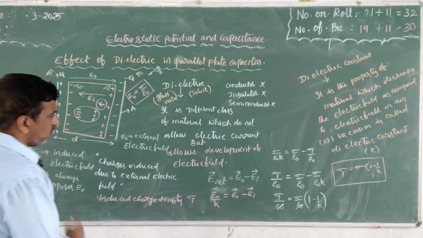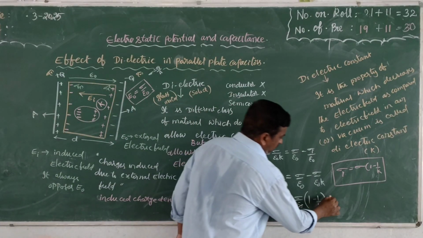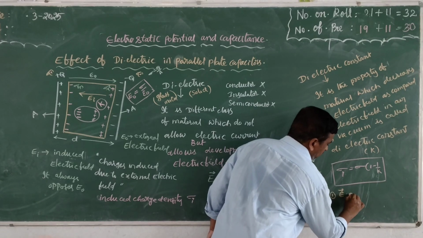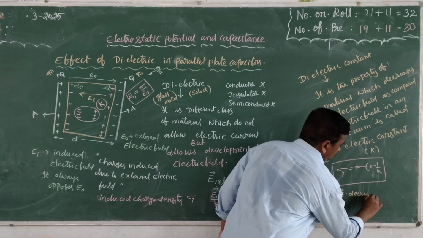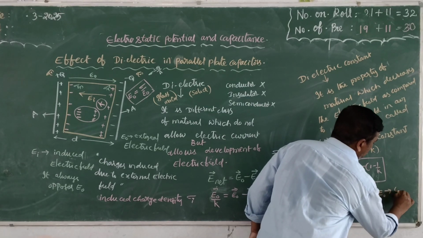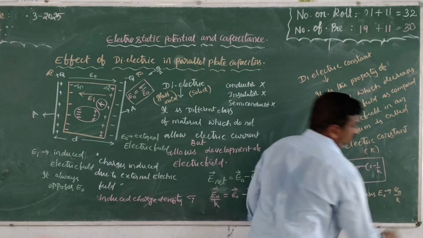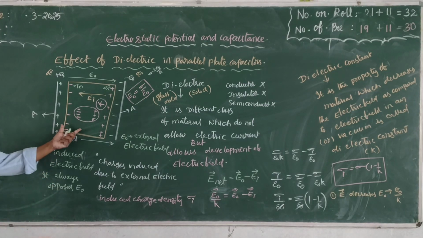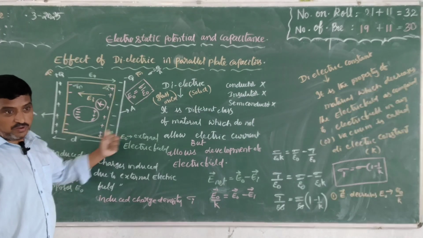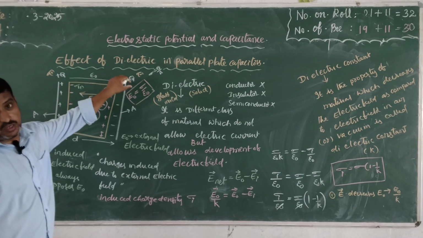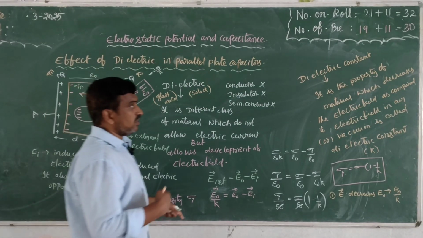Because of this, in the first case here, the electric field decreases, from E naught to E naught by k. When a dielectric is placed between the plates, E naught decreases to E naught by k, means k times. Here k means the dielectric constant.